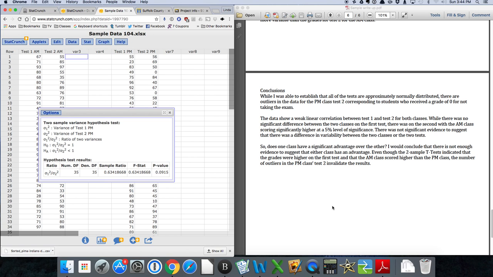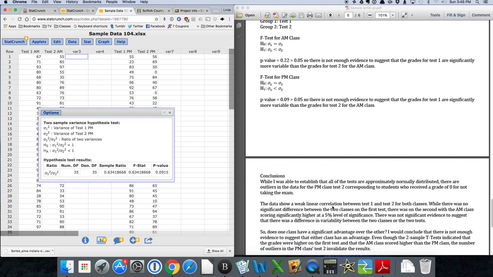I have one exam that is showing possibly one class scored higher. So, does one class have a significant advantage over the other? I would have to conclude that there's not enough evidence to suggest, based on this data, that either class has an advantage. Even though the two sample t-test indicated that the AM class scored higher than the PM class on the second test, the number of outliers in the PM class's test 2, I believe, invalidate those results.